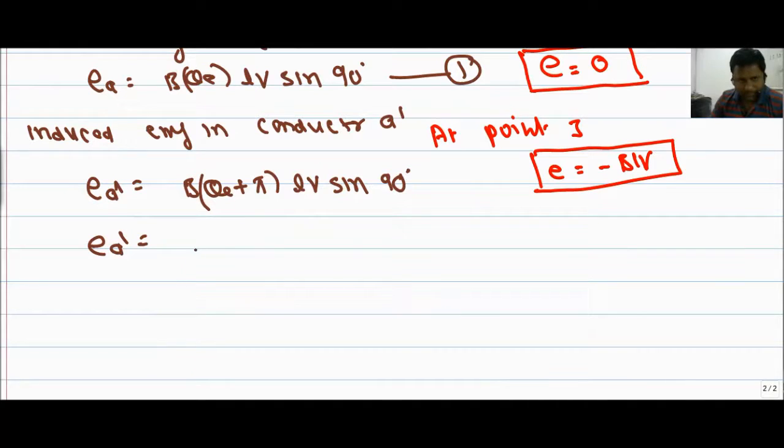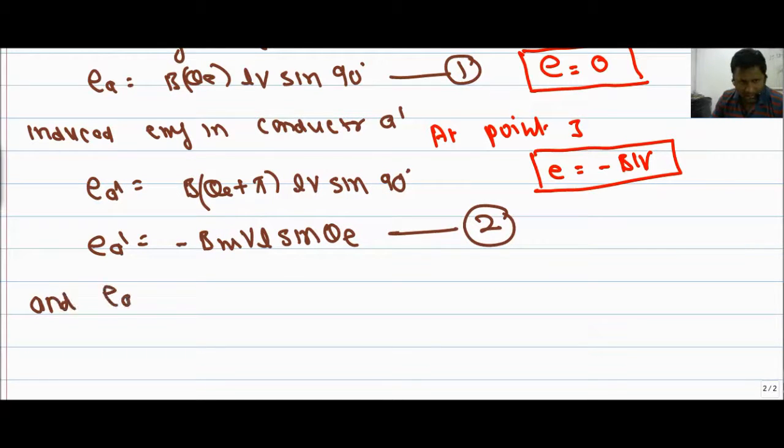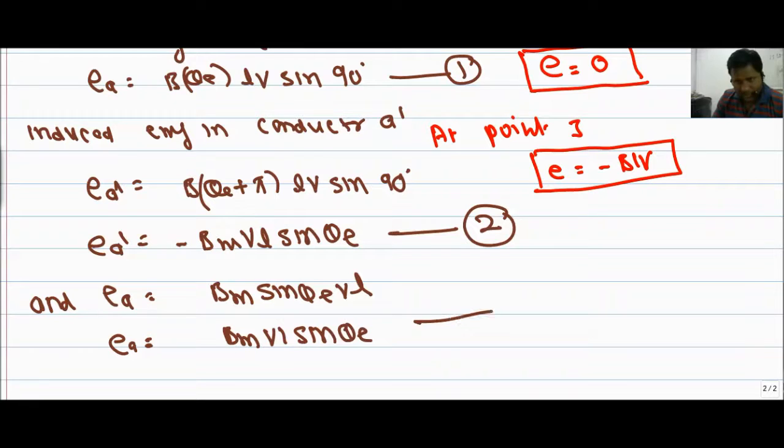So we can say that E dash equals minus BN sin theta E, and BA equals BN sin theta E BL, equals BN sin theta E.